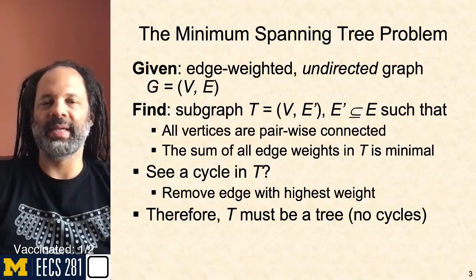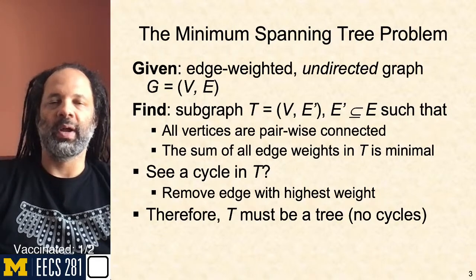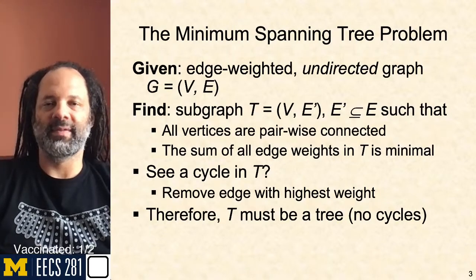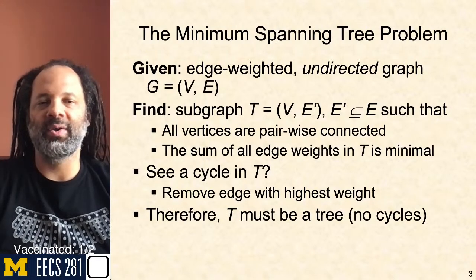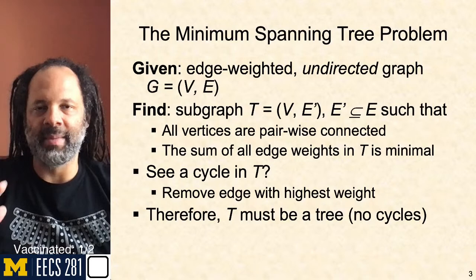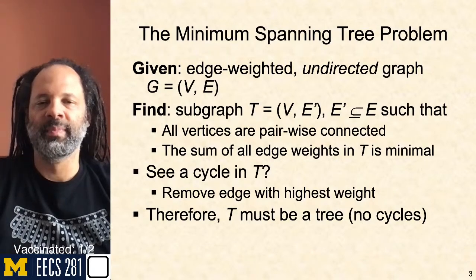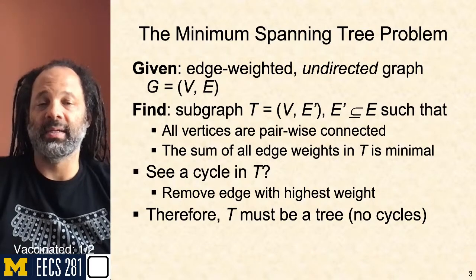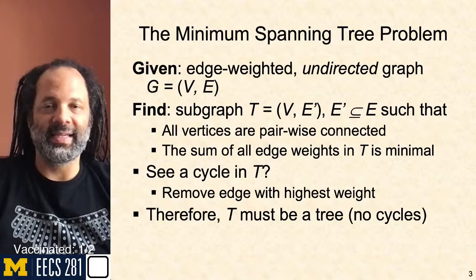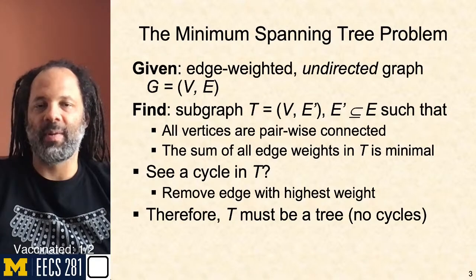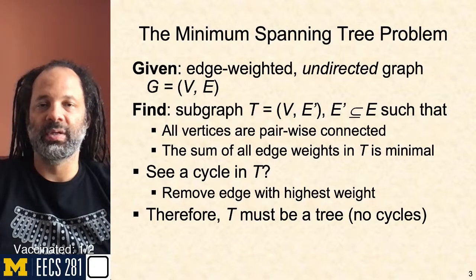And then the optimization piece is we want to add up all the weights of those edges in E prime and make sure that that's as small a value as I can possibly get. Minimal. That's our minimization. This is great. So if you think about how this should work, we're talking about connectivity. Everything has to be connected. If I see a cycle, that represents a redundant edge.